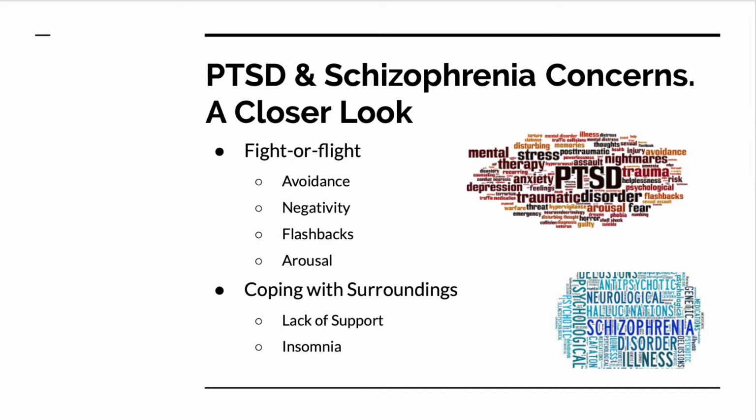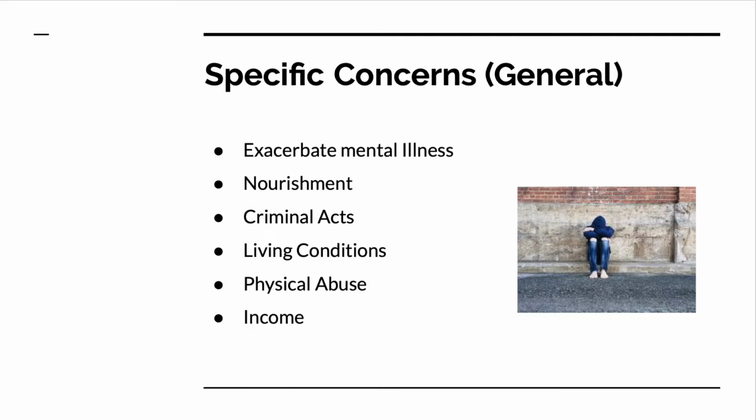For homeless with schizophrenia, they are mostly concerned with lack of sleep due to constant hallucinations. They have social withdrawal due to irregular speech patterns and impaired attention. They can also be very apathetic, which can lead to poor hygiene and lack of proper self-care. In terms of general concerns, their illness can become worse or lead to more severe illnesses. They lack proper nourishment. Statistically speaking, 28% of homeless obtain food from garbage, and 8% use garbage as their primary food source. They're also more prone to physical abuse and criminal acts.